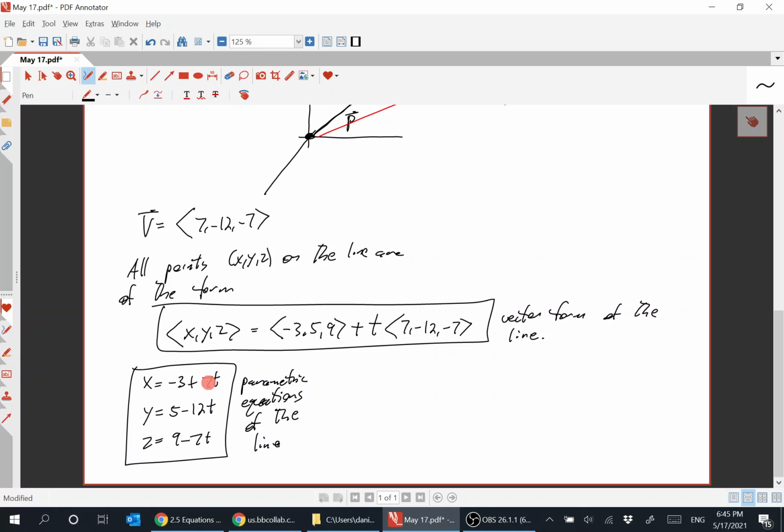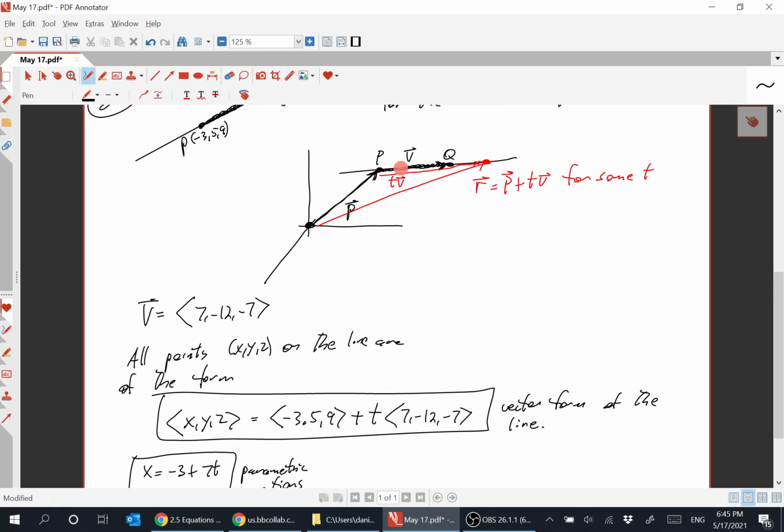Where's the slope vector? It's right here. It's 7, minus 12, minus 7. The slope vector is just the coefficients of the t, just like in 2 dimensions, where the slope vector is the coefficient of x. There, y is equal to mx plus b, and you get the slope as one number, just the m. Here, you can't get that, so you have to have these 3 parametric equations.